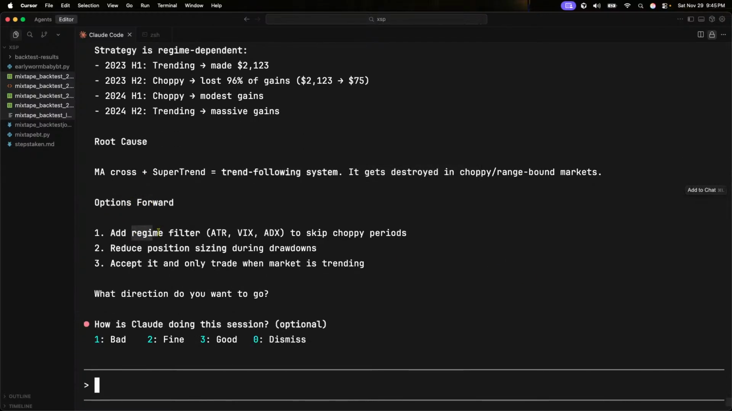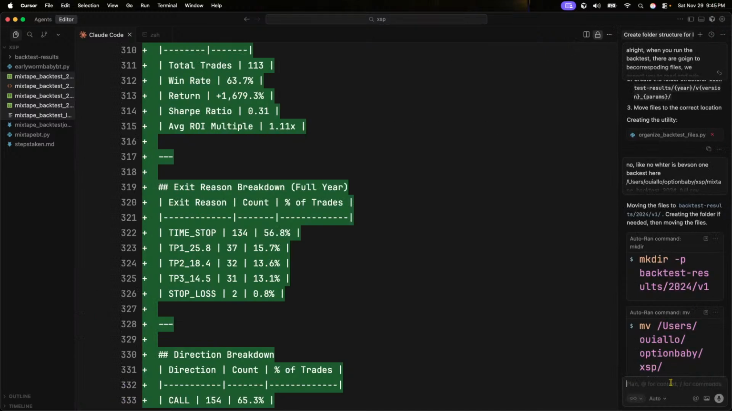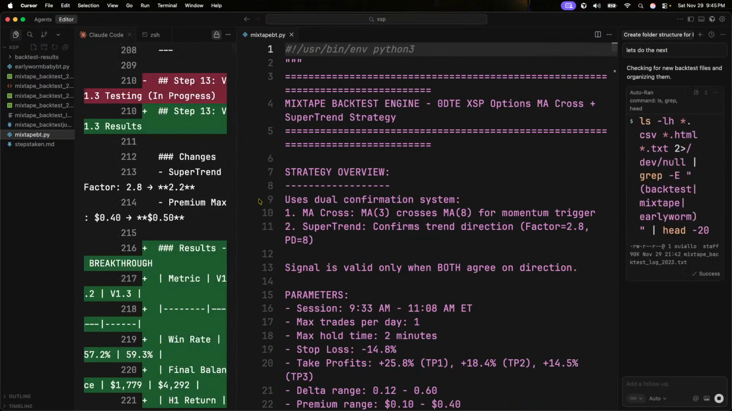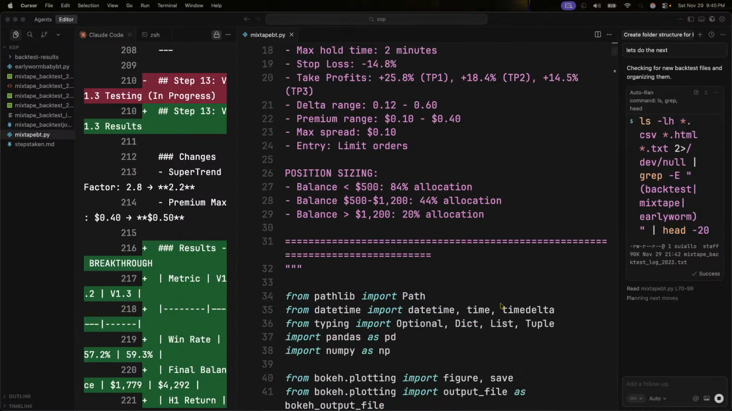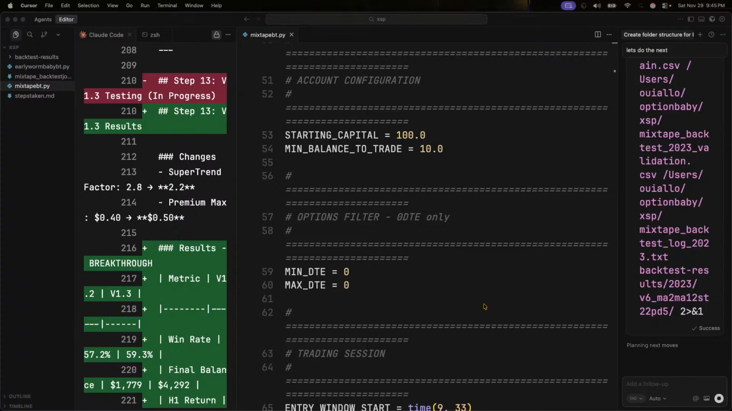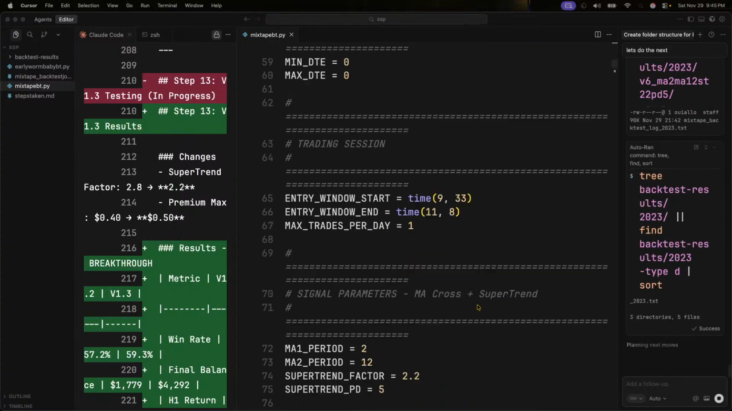Option forward is to add a regime filter to skip the choppy periods, or reduce the position sizing during downturns, or accept it in trade. What direction do you want to go? First, let's do the next. And then I have a couple of ideas. What are y'all thinking? What direction do you think we should go? If you have any ideas, go ahead and drop it in the chat. This is an open forum, open community.